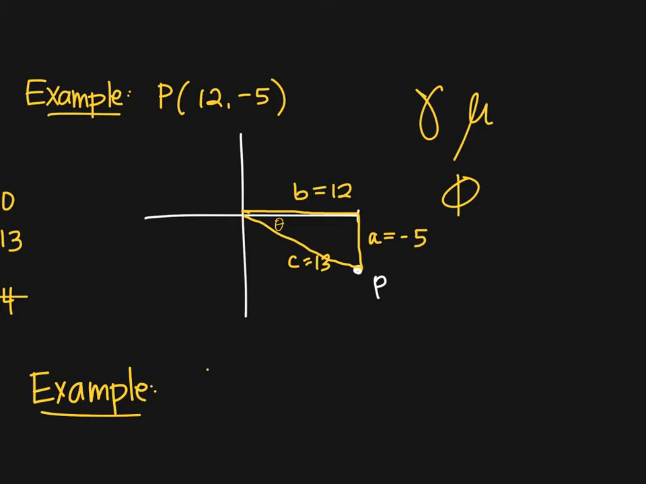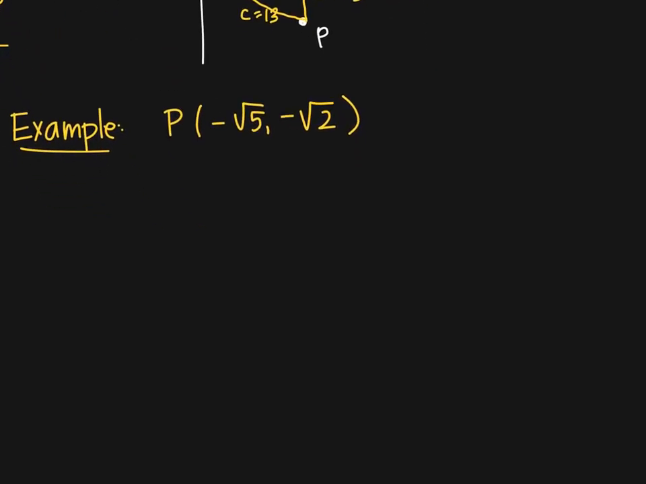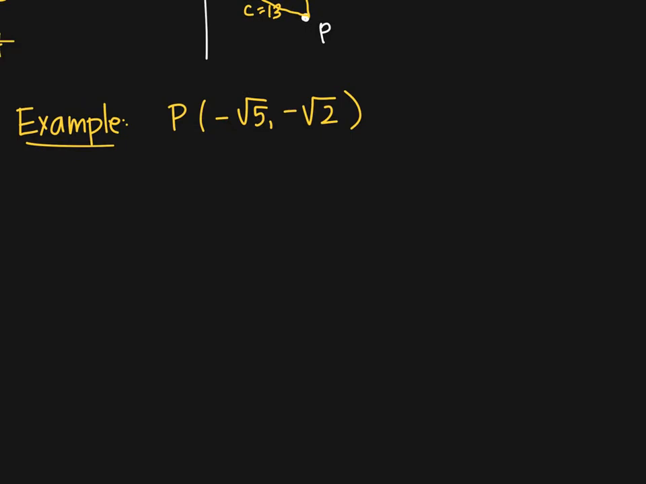So this time the point we're going to create is going to be -rad5, -rad2. What quadrant will that drop into? Third. Why, Danny? This is both negative. Both of them are negatives. That's going to drop me into quadrant 3.